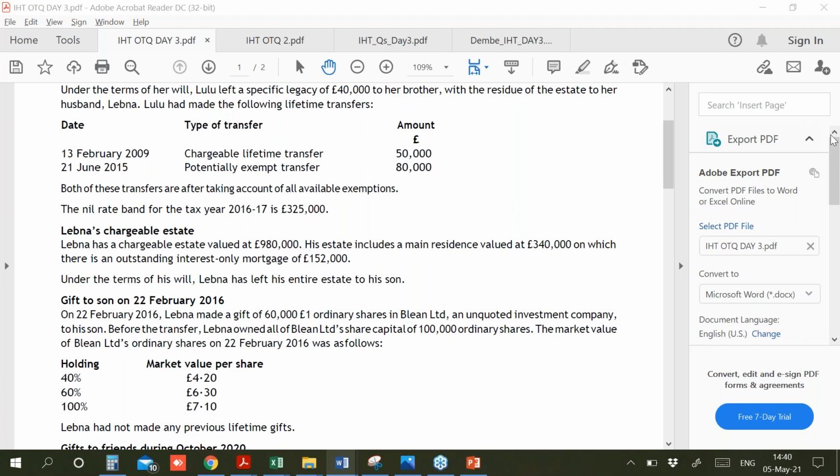Now, guys, you answer me. Can I deduct the interest only mortgage of 152,000 from this property? Yes, it is allowed. The only type of mortgage that is not allowed is endowment mortgage. Interest only mortgage or repayment mortgage, these two types of mortgages are allowed to be deducted. And do remember that RNRB is 175,000. However, if your property after deducting the mortgage is less than 175,000, your RNRB will be restricted to that amount. You will not be entitled to the RNRB in full. So do remember that.